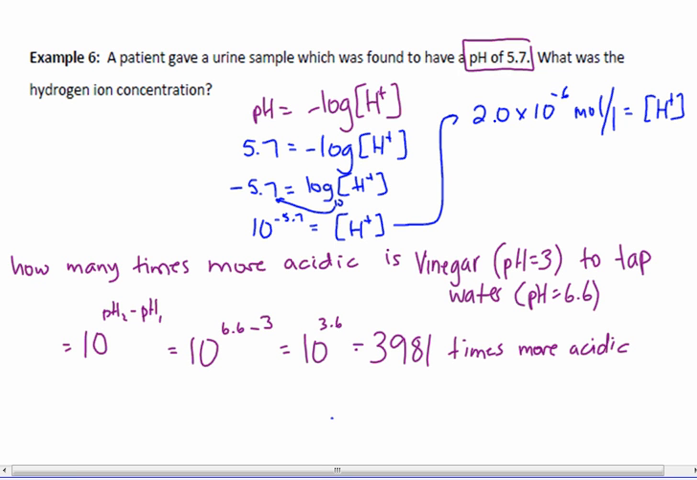Okay, so that's this lesson. So really practicing between converting from logs to exponents.